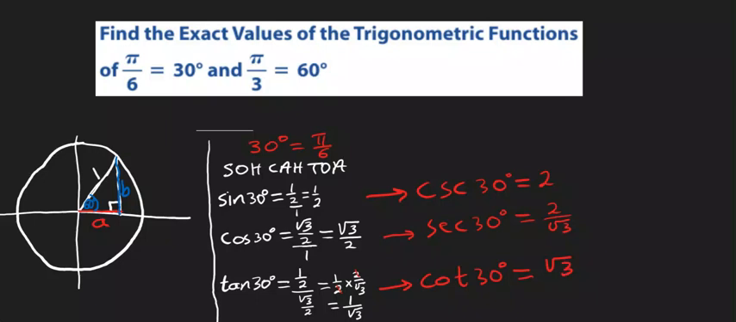Okay, that's all we have to do to find the exact values of the trigonometric functions for the angles 30 degrees and 60 degrees.